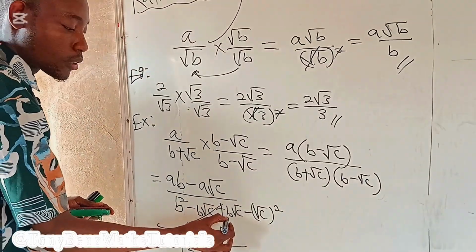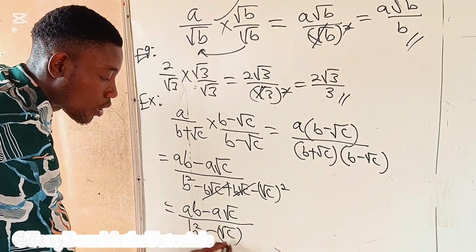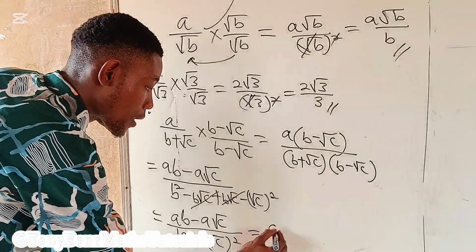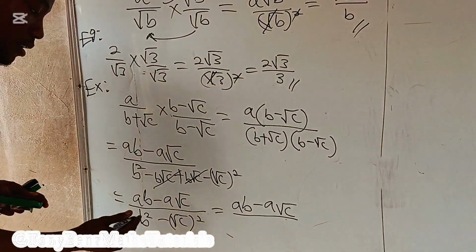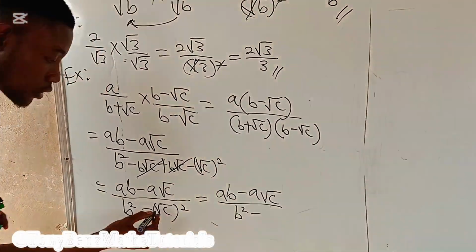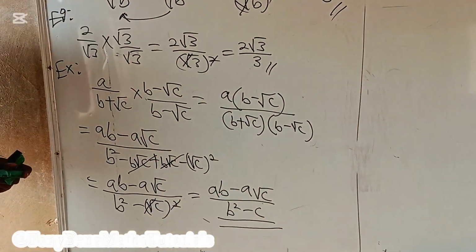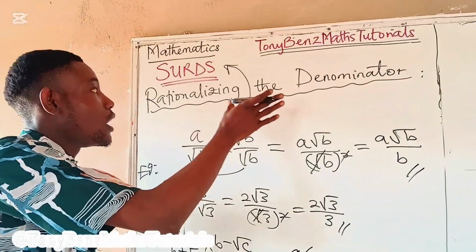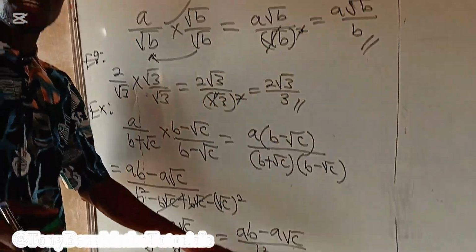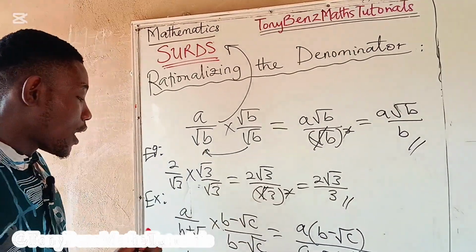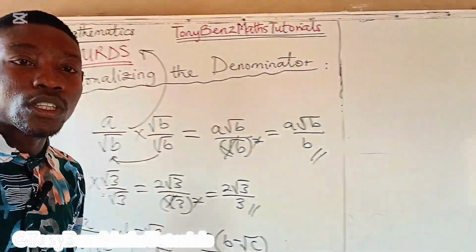Now this guy will take care of this guy. So what are we going to have? Minus root of c all square, and the same thing as saying ab minus a root of c all over b square minus c, since the square root is taken care of by the square, we have c. So the importance of the conjugate and of rationalizing the denominator is to make sure that in the denominator, there is no square root. So we have succeeded in rationalizing a surd whereby the denominator is a compound surd.